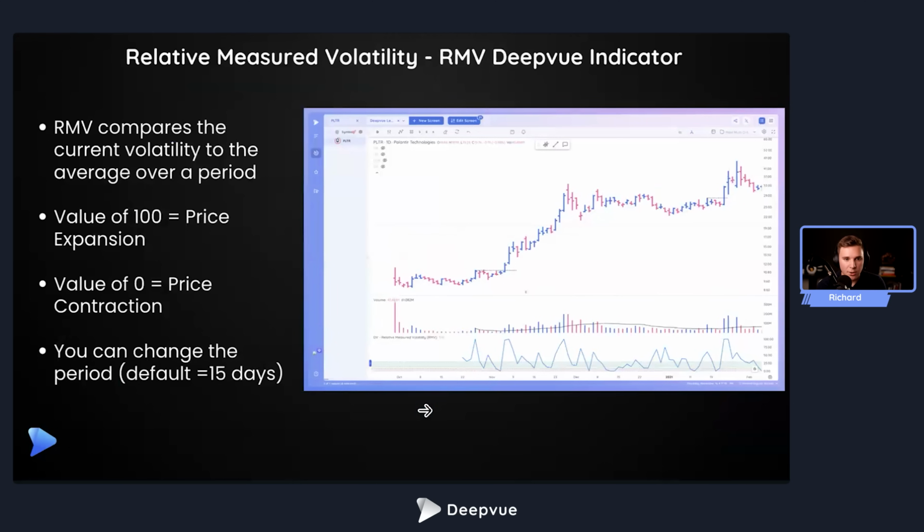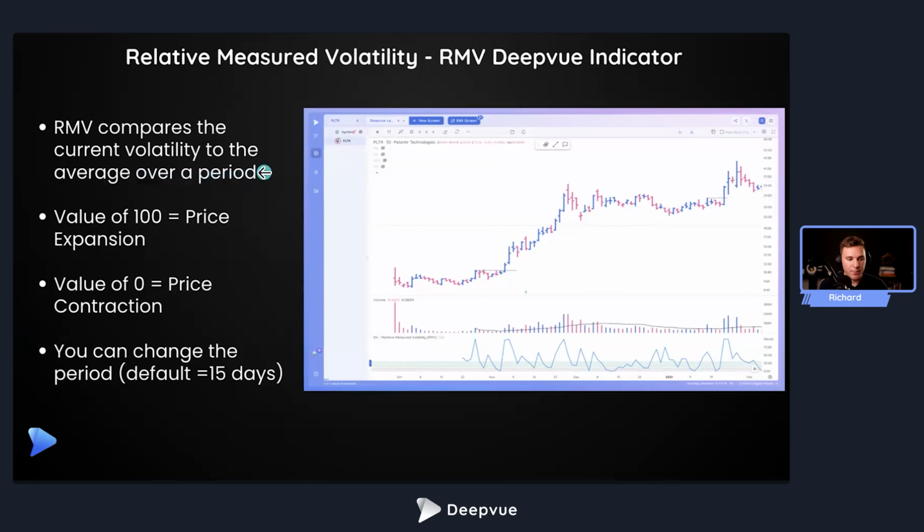All right. So this answers the question that people were asking a minute ago. What is RMV? RMV stands for Relative Measured Volatility. If you think about what that means, what is the volatility of the recent range relative to recent, normal price action of the stock? So what RMV does is compare the current volatility to the average over a certain look back period.